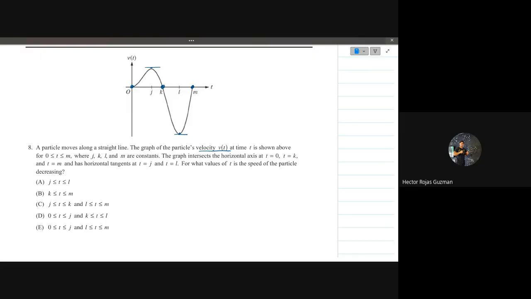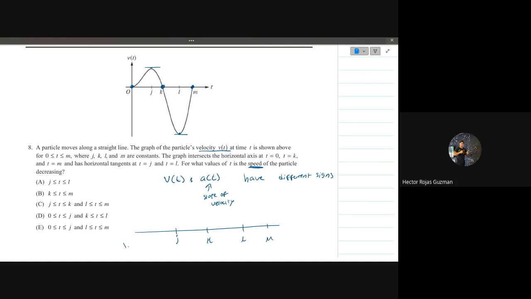Okay, so since we have a velocity graph and we want to know when speed is decreasing, that means velocity and acceleration, or in other words, the slope of velocity, must have different signs. Okay, if they have the same signs, that would mean the speed is increasing. So I'm going to do a quick little number line right here. J, K, L, and M.